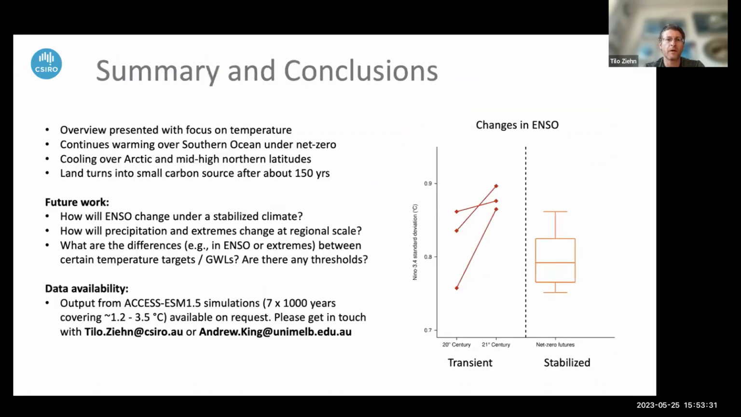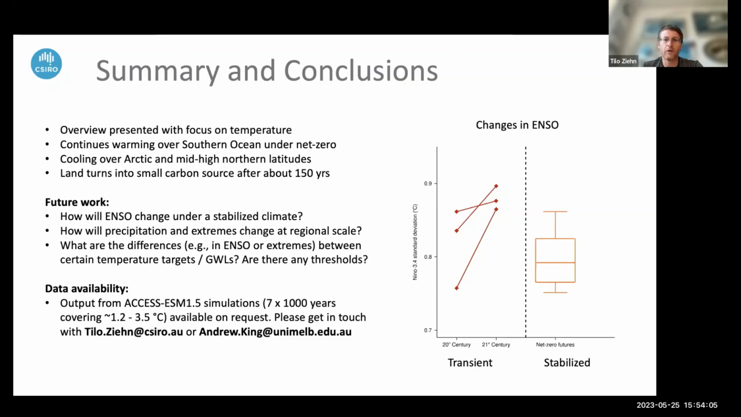So just a quick summary. I presented some first results here from our stabilization runs that we have performed with ACCESS ESM 1.5. And I've shown you that there is continuous warming over the Southern Ocean despite net zero CO2 emissions, and that the land becomes a small carbon source long term. There's a lot more work that we are planning to do, and a lot of research questions that we hopefully can answer with those type of runs.